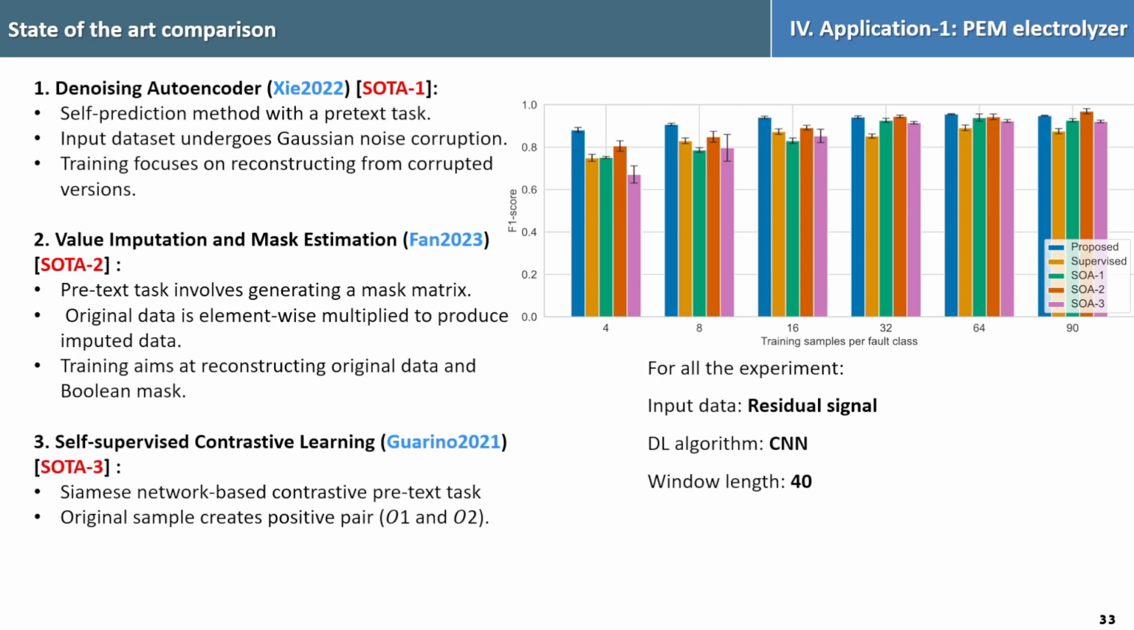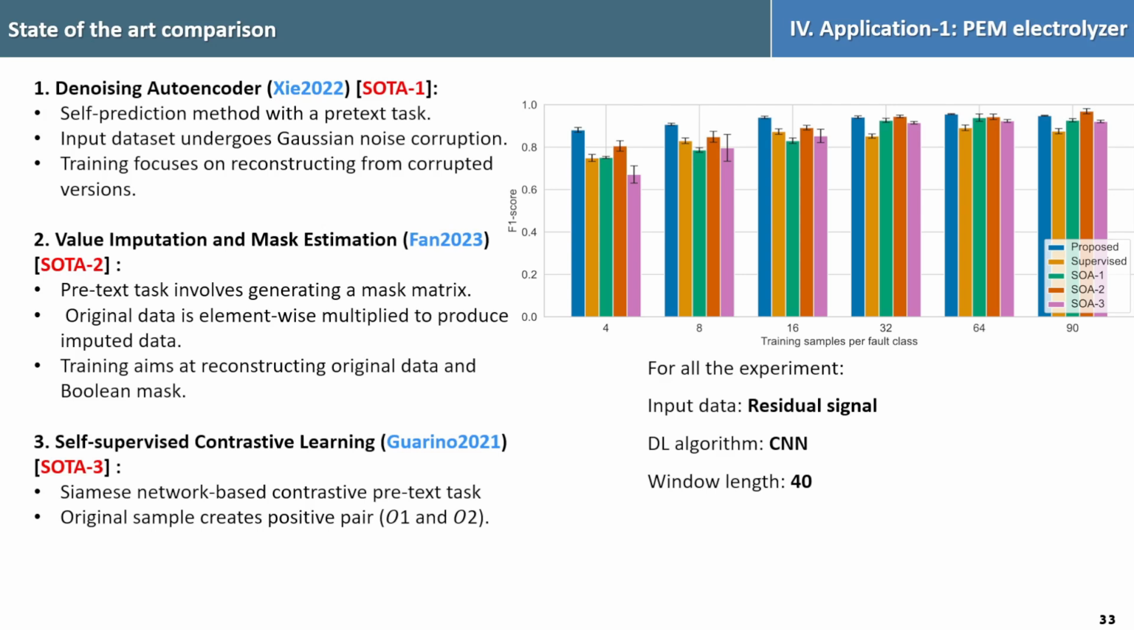In comparing our method with other state-of-the-art methods that use self-supervised learning, we explored three techniques: denoising autoencoder, value imputation and mask estimation, and contrastive learning. The denoising autoencoder pre-trains the model by corrupting input data, aiming to denoise it. Value imputation and mask estimation involves masking parts of the data to predict the masked values. In contrastive learning, a Siamese network determines whether a sample belongs to the same class or not.